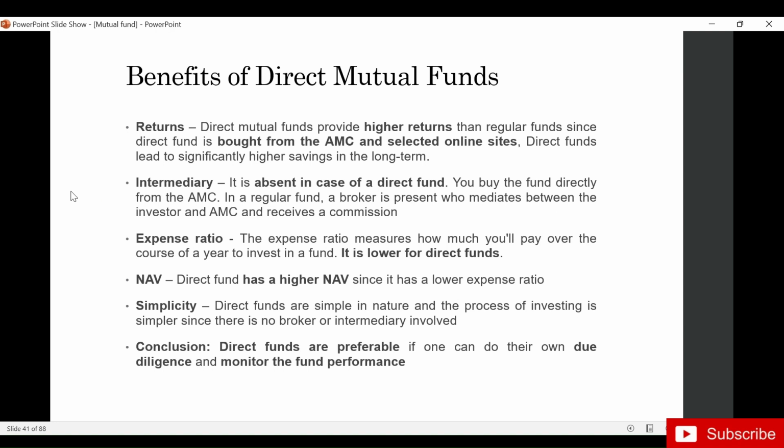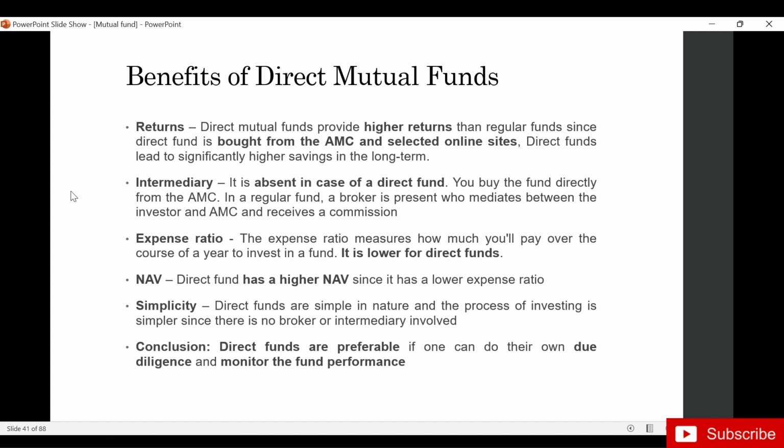So the first benefit is the returns. Direct mutual funds provide higher returns than regular funds because a person buys the direct funds directly from the AMC or selected online sites, and this leads to significantly higher savings in the long term.